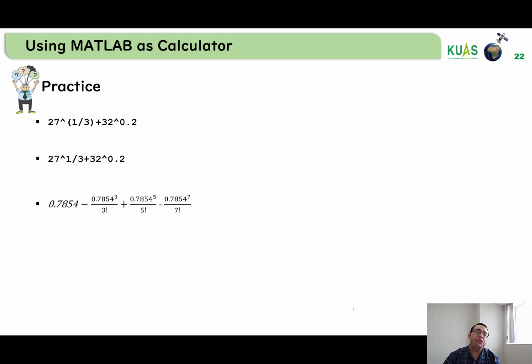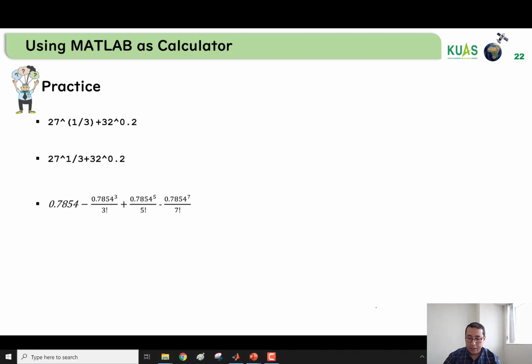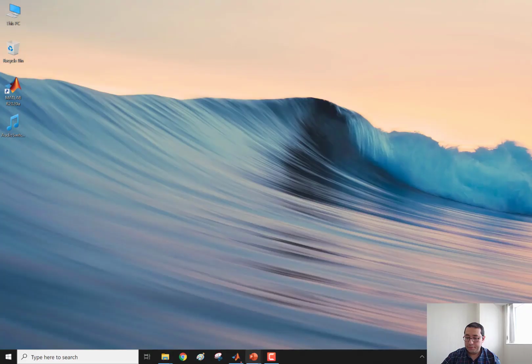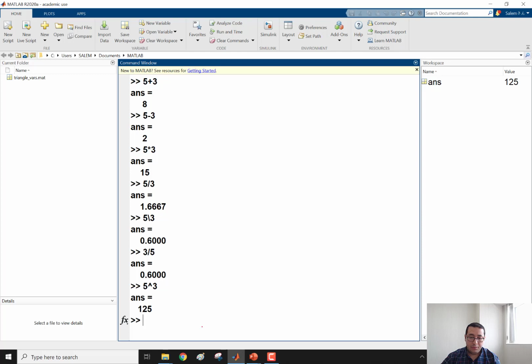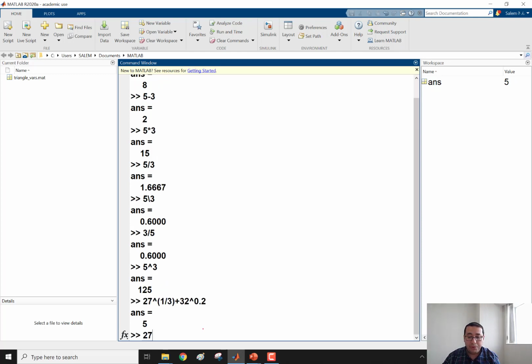And if you already finished the exercise, let's try to solve that together. Let's go to MATLAB and then try that one. If you wish to write, it would be 27 to the power, and then open parentheses 1 divided by 3, and then close, and then plus 32 to the power 0.2.